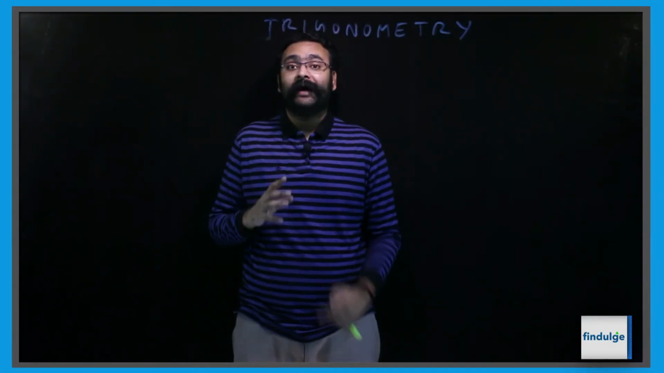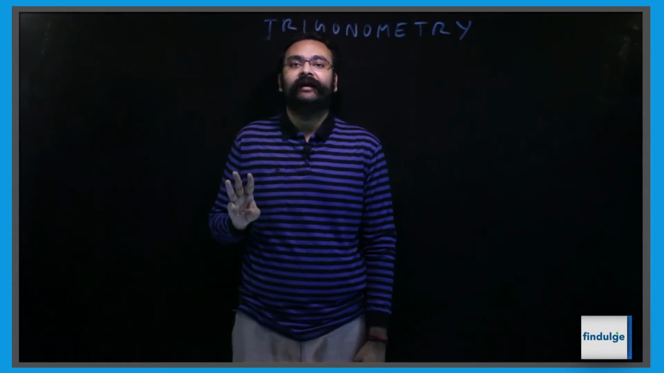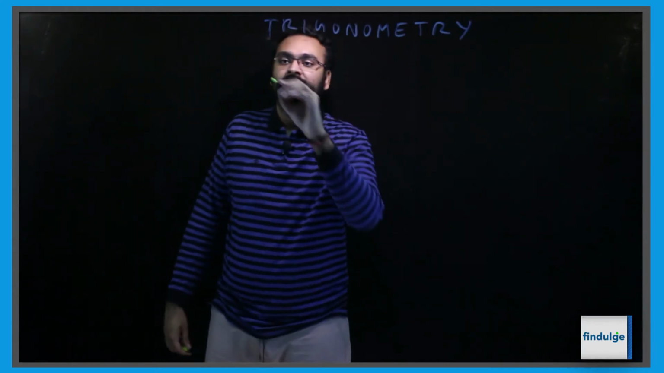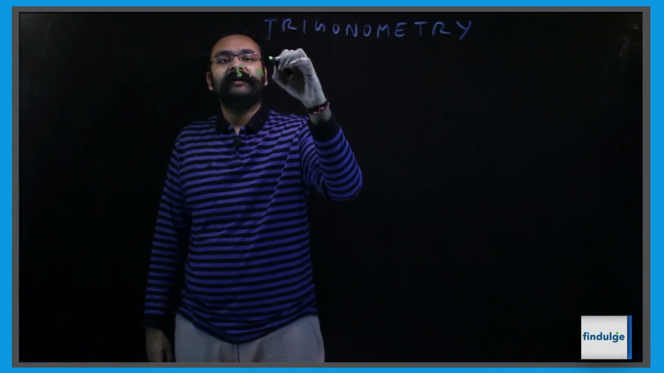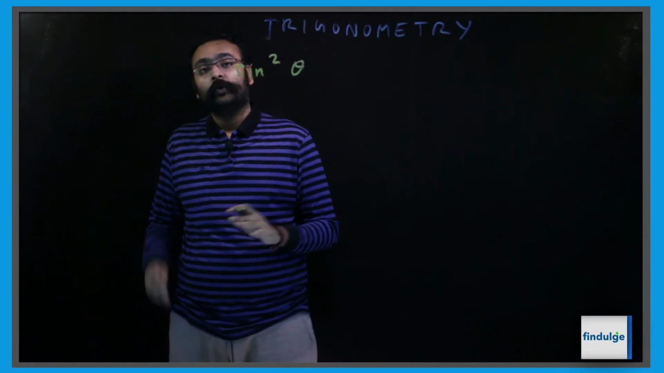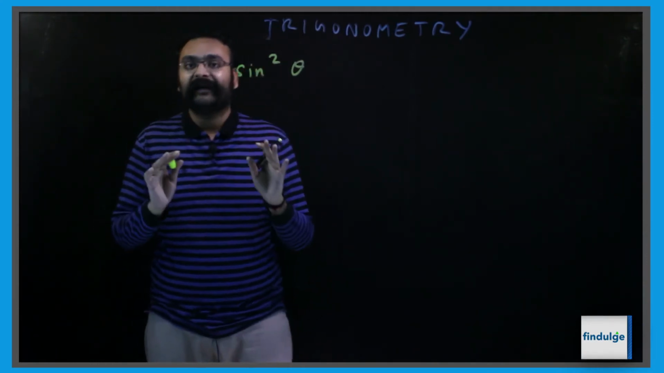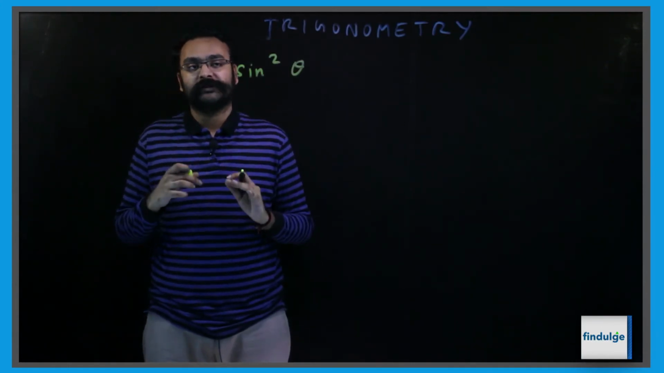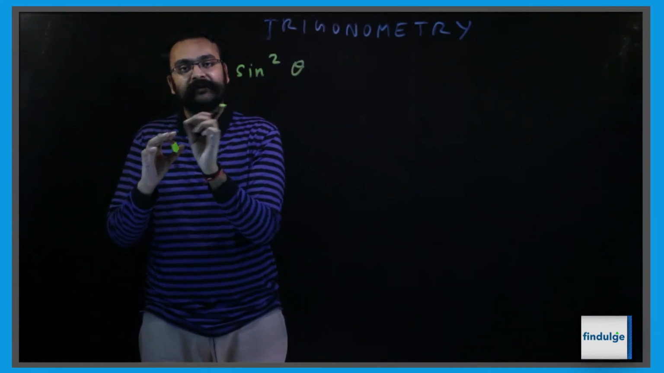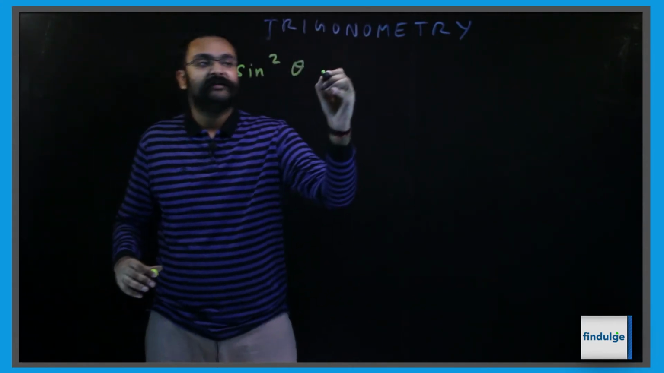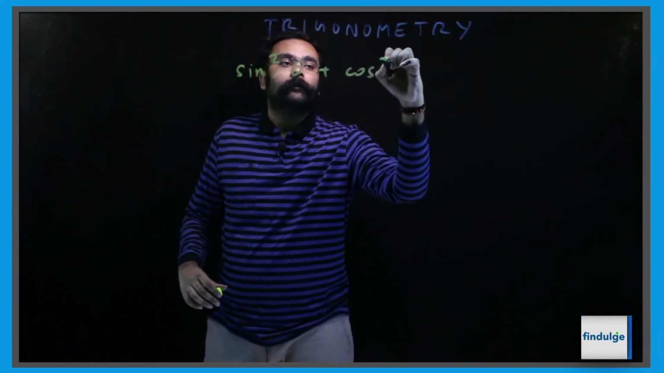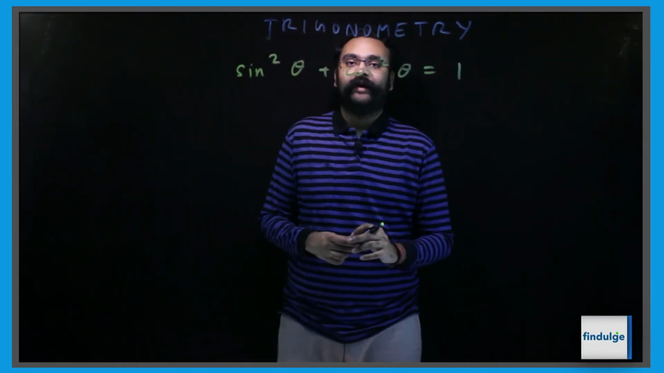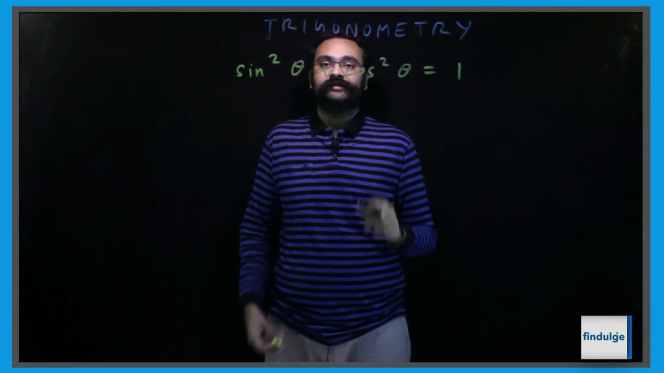Now, we're going to look at the three major identities of this year, which are sine square theta, which just means sine theta whole squared. We write it like this for ease of use. This just means you take sine theta and you square it. Sine square theta plus cos square theta is equal to 1. First identity.